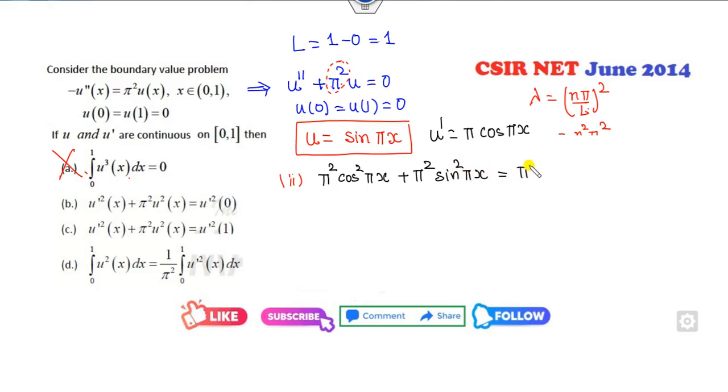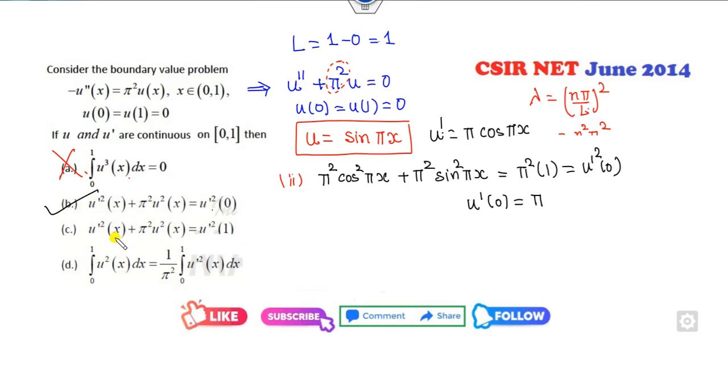So what is the right answer of this? So pi square is common into 1. So what is the u dash square? What is the value of this? U dash at the point 0. Cos 0 is 1. Cos 0 is my 1. So it's a pi and it's a pi square, which is written as u dash square. So that option is correct option.